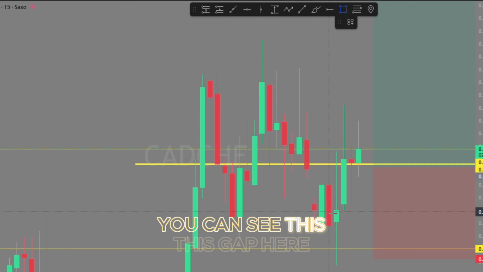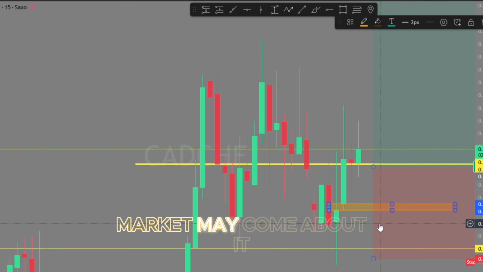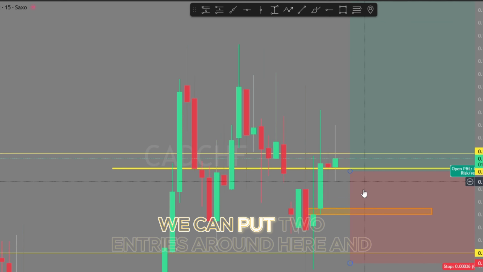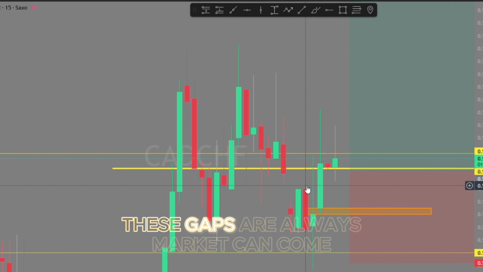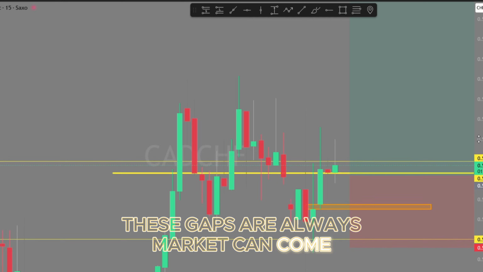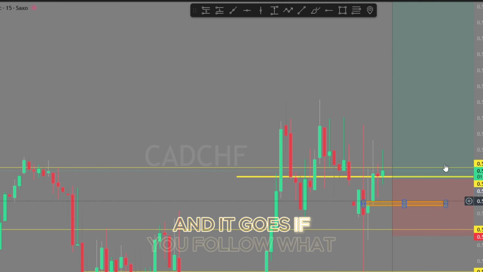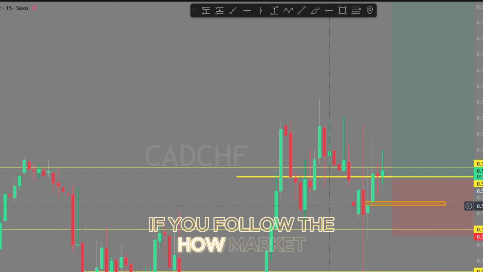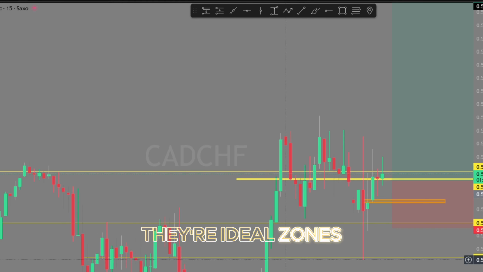You can see this gap here. We have this gap here. The market may come about it. We can put two entries around here and around here, but these gaps, the market always comes back to them and fills them, and it goes up. If you study these gaps, they are ideal zones.